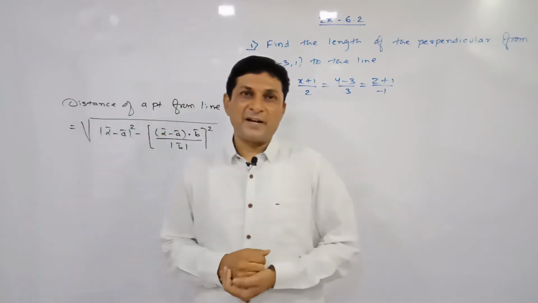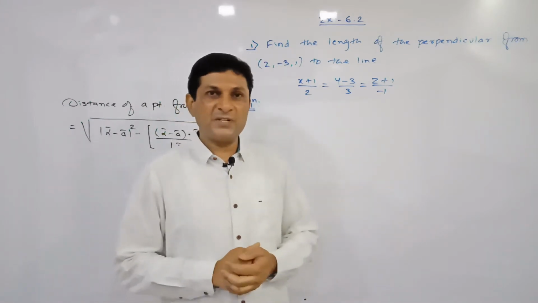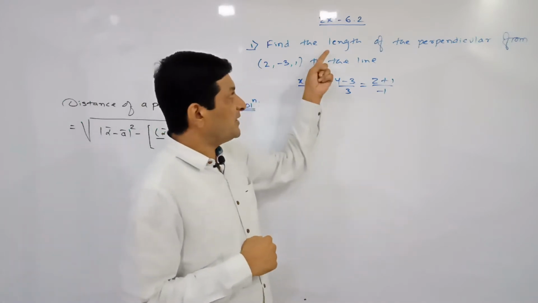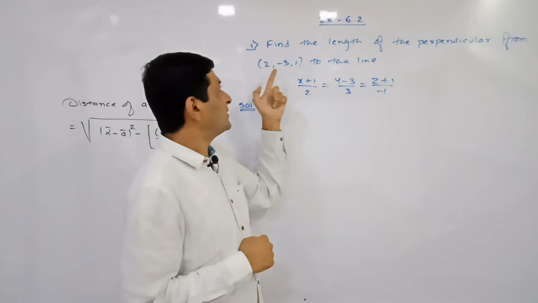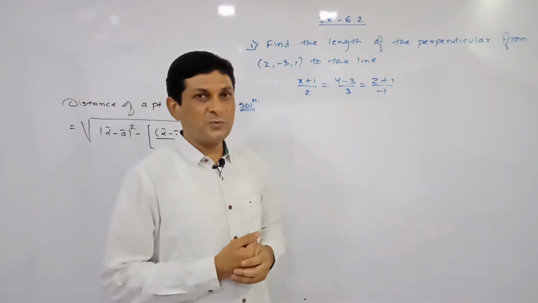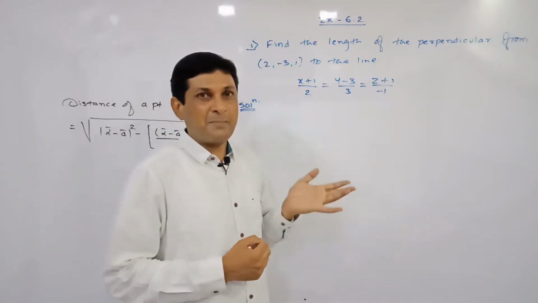So today we are starting exercise 6.2. So let us try to solve the first example from this exercise. In this case, we have to find out the length of the perpendicular from this point to this line. So already we have proved some formulas to find out distance of a point from a line. So let us apply that formula.